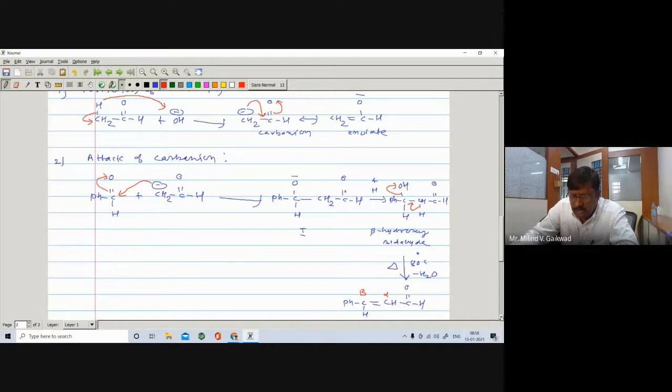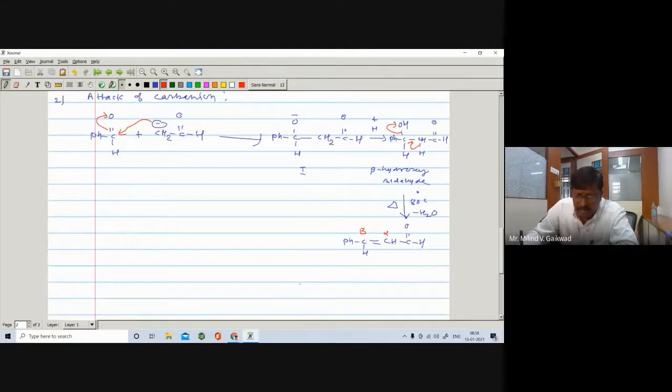It is called an alpha beta unsaturated aldehyde. It is called cinnamaldehyde. So in general, we can write alpha beta unsaturated aldehyde. Okay, so in this way, you can write the disconnection of any alpha beta unsaturated aldehyde.